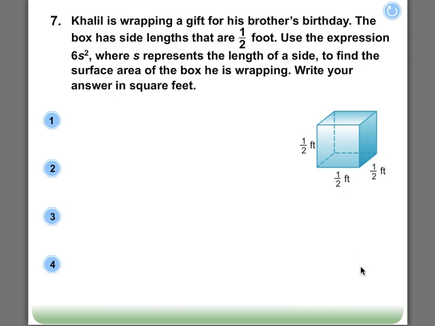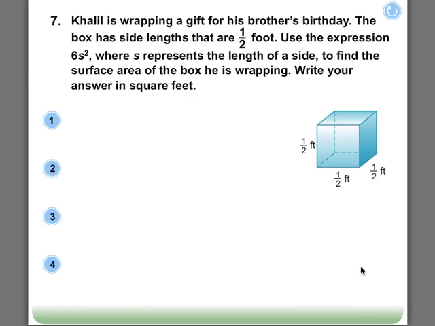Okay, now we've got a word problem, your favorite and mine. Khalil is wrapping a gift for his brother's birthday. The box has side lengths that are 1/2 a foot. Use the expression 6s squared, where s represents the length of a side, to find the surface area of the box he is wrapping, and write your answer in square feet. Oh, is this so hard or what?